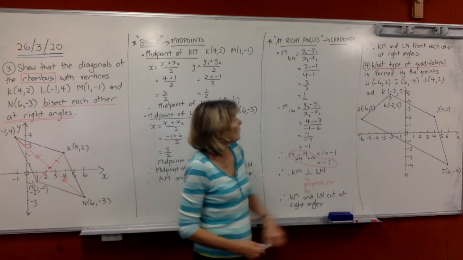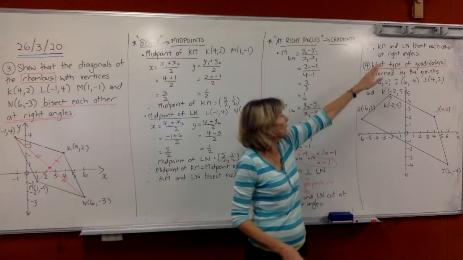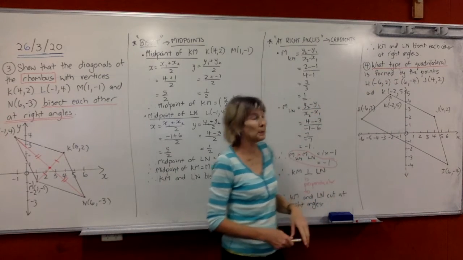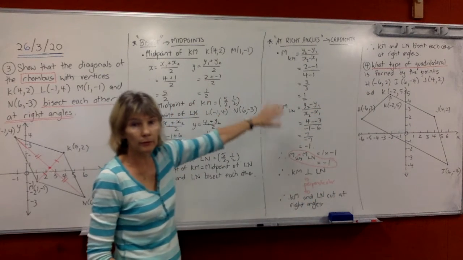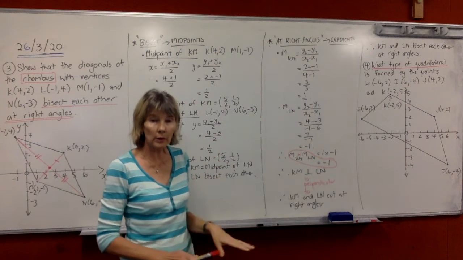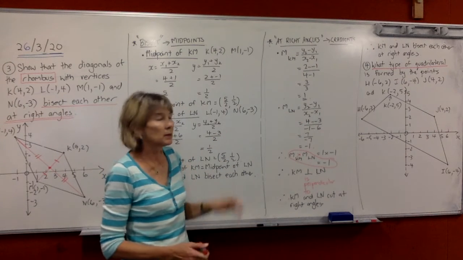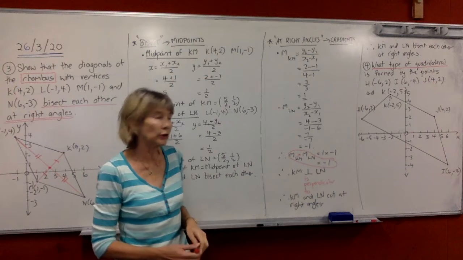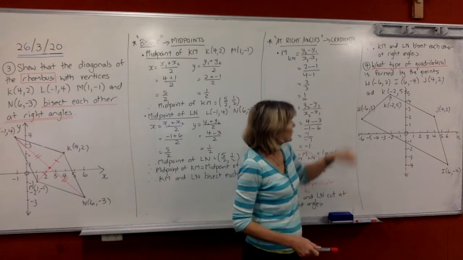Okay, so the final answer then is therefore KM and LN bisect each other at right angles because you've done the two sections of the proof that you need. Okay, so we want to do this properly in the next test, so make sure you do your working like I've just shown you. Alright, the next question.